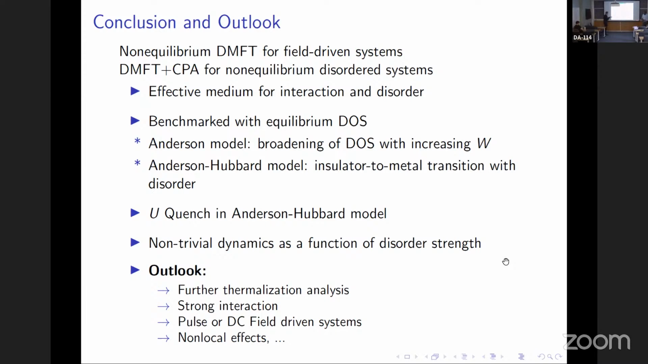There was a question on the chat. Oh, let me see if I can open that. Maybe I missed something, sorry if it is the case. Did you try some analytical extension in the Keldysh approach to study thermalization effects?